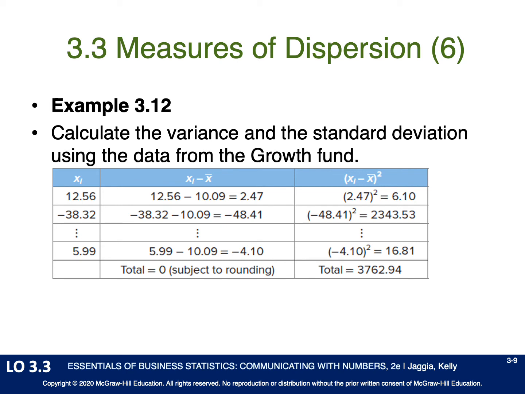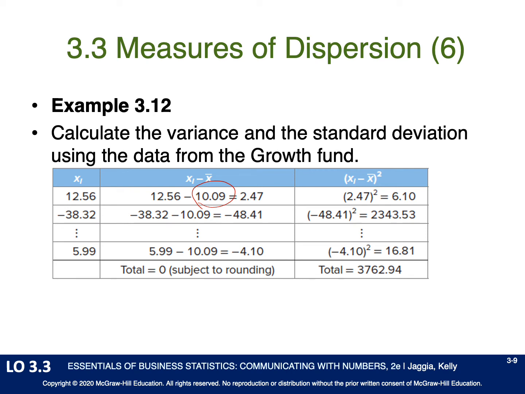So let's look at the data from the growth fund and we'll calculate the variance and the standard deviation. Again, we've got all of our observations. On the left, we're going to take our observation minus our mean. Remember, we already know our mean is 10.09. We know that from the first video. Now, instead of taking the absolute value like we did when calculating the mean absolute deviation, we're going to square each difference.